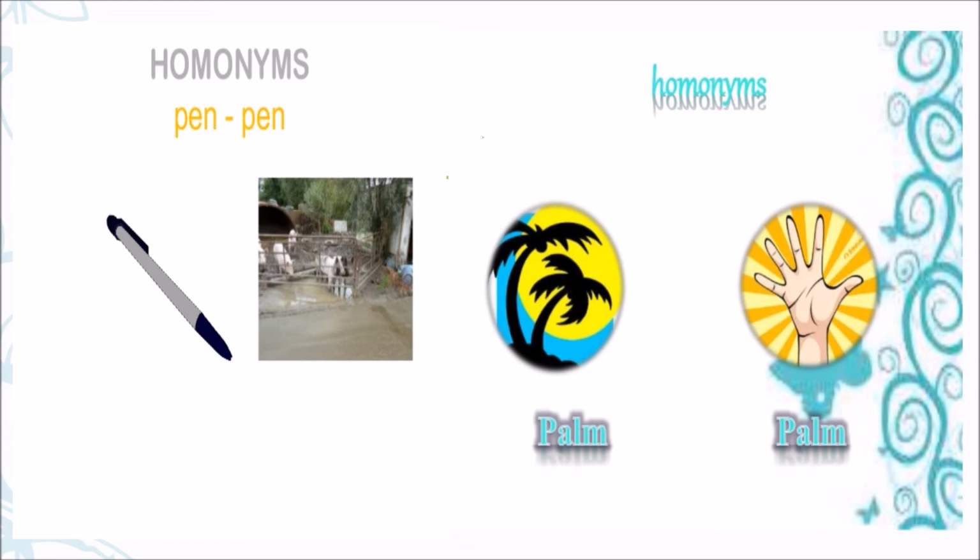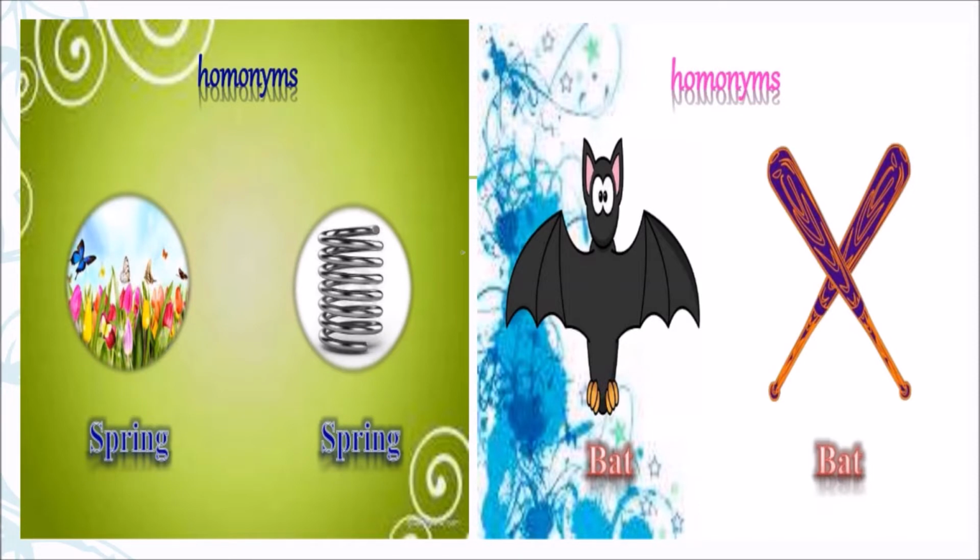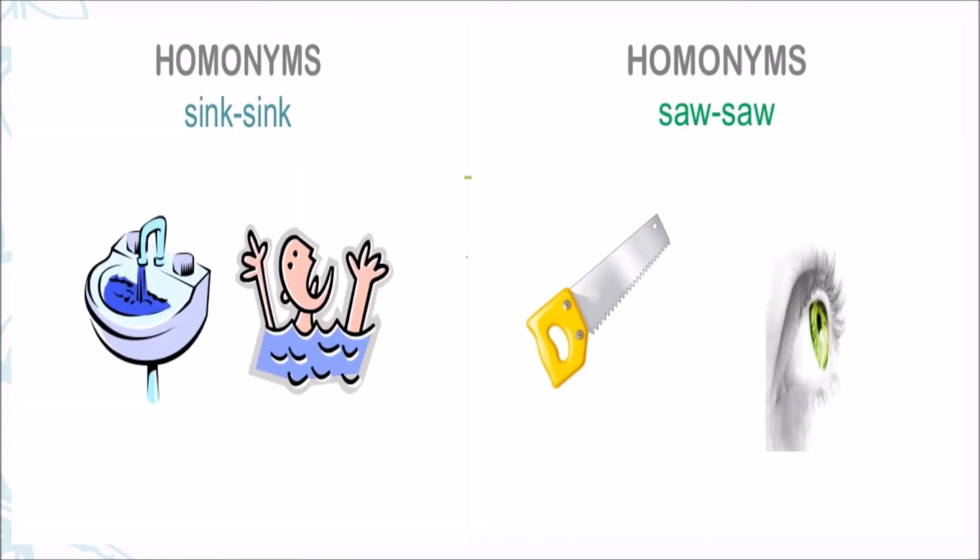Next we have pen, pen. Palm, palm. Then we have spring, spring. Next we have bat, bat. Then we have sink, sink. Next we have saw, saw.